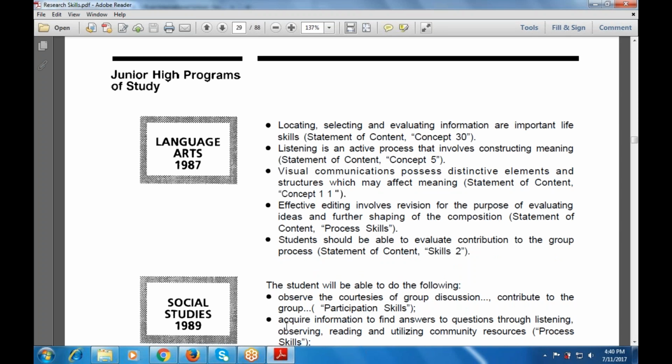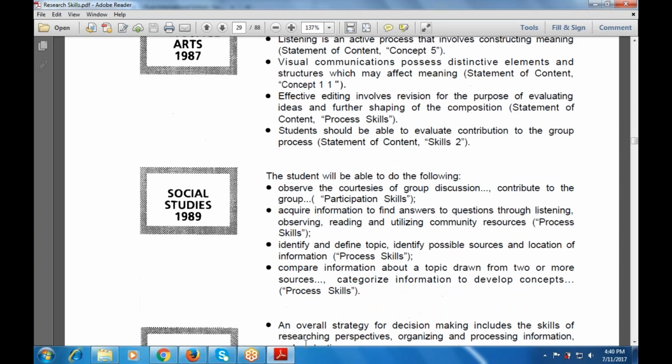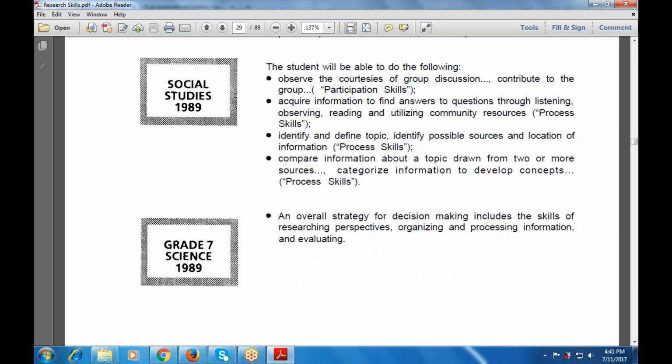Yeah, these are the effective leading guidelines also, that are involved for the purpose of evaluating the ideas and further shaping of the competitions. And the overall strategy for the decision making should also be developed for the skills of the researching perspectives.